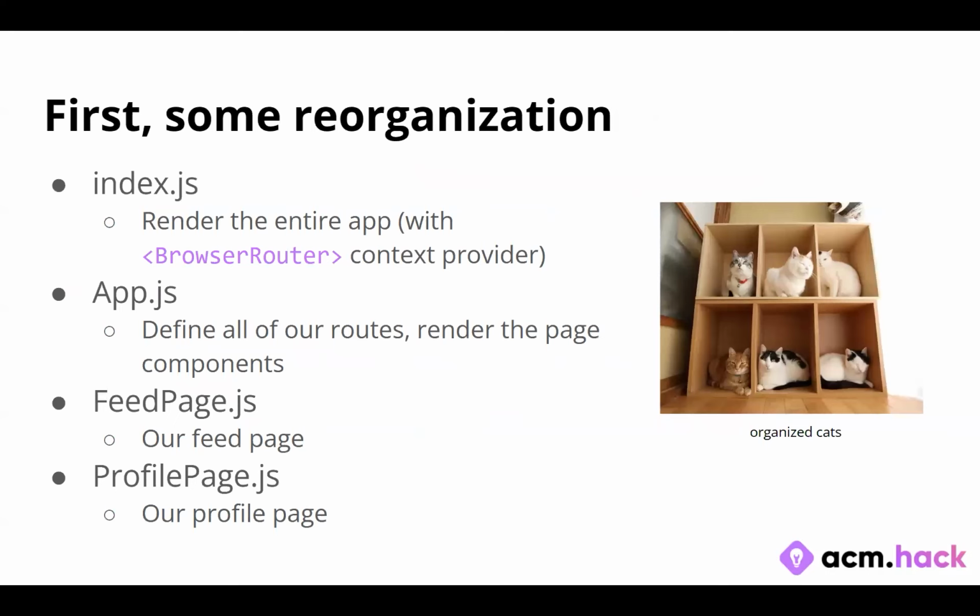First, some reorganization. We're going to reorganize our files into index.js, app.js, feed page, and profile page. Index.js is going to render the entire app, where we're going to be putting our browser router context provider for us to use navigation. App.js will define all our routes and then render the page components. And feed page is obviously our feed page, and profile page is obviously our profile page.